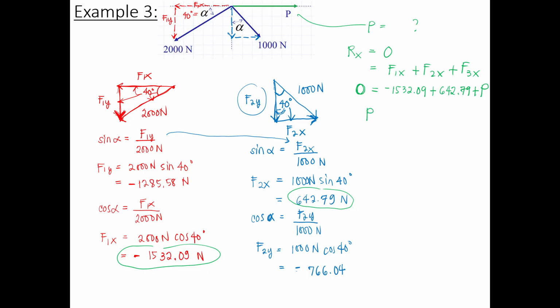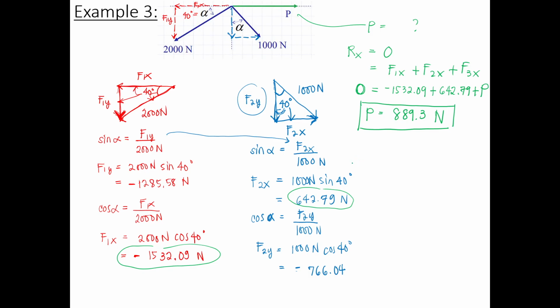So your P value is equivalent to negative 1532.09 plus 642.79. So the value is 889.3 newtons. This is your answer for the third horizontal force.